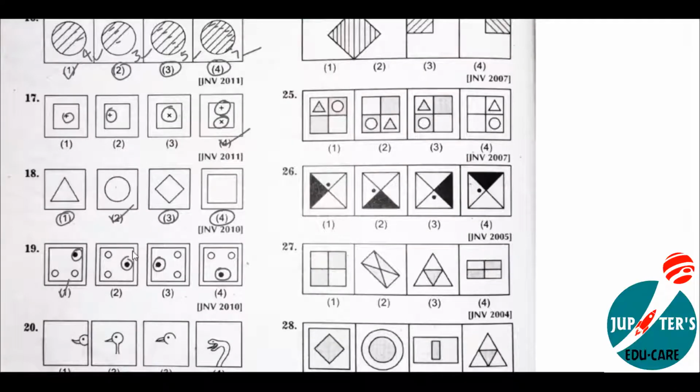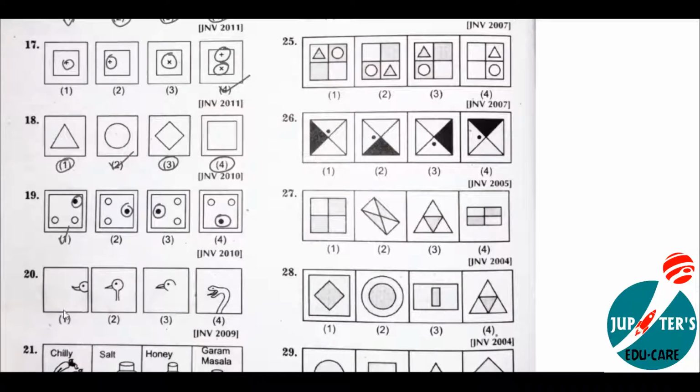Next, coming to question number 20. First option, see, observe carefully. First option, second option and third option are related to bird. But in case of option 4, it is related to snake. So 4 is our answer.